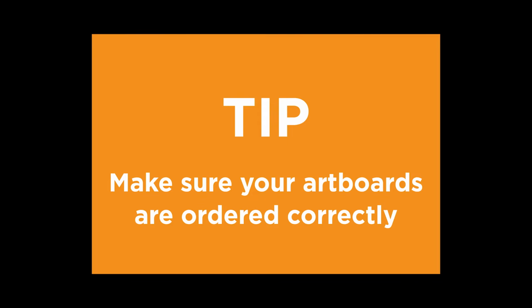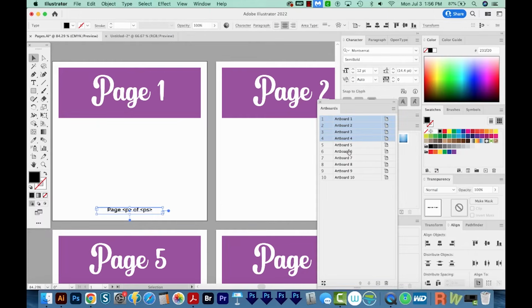Tip: make sure your artboards are ordered correctly. Another thing to note is that the numbers of the artboards go off the numbers here on the left side. So even though this says artboard 1, you could move this down here and now it's artboard 5 and it's going to be labeled as page 5. I'll undo that. So it's good to make sure that all of your artboards are actually in the correct order in your artboards panel. This panel is also under Window.